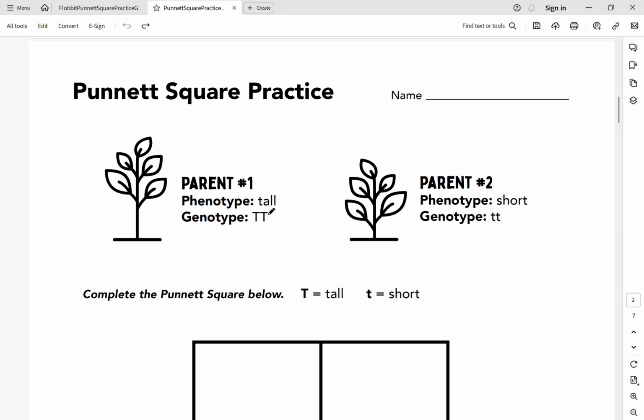The tall parent has two capital T's. Remember that the capital T stands for the dominant gene. Whereas the little t here on parent 2 stands for the recessive gene. Recessive. Okay. And we're going to use those genotypes to predict what kind of offspring they would produce.